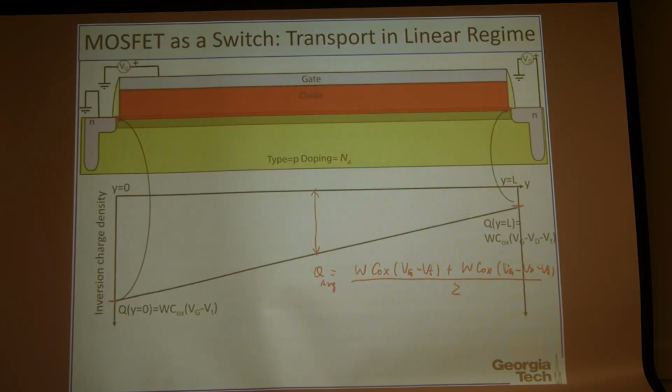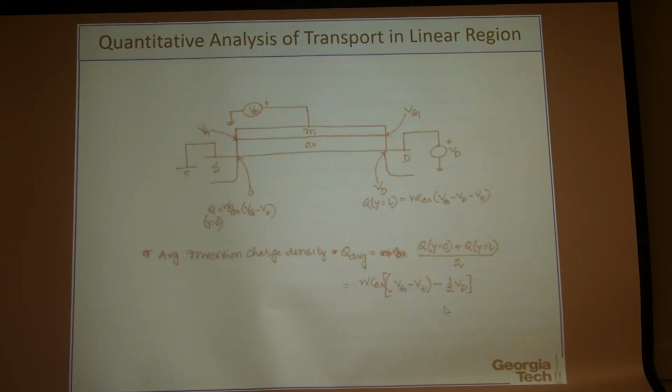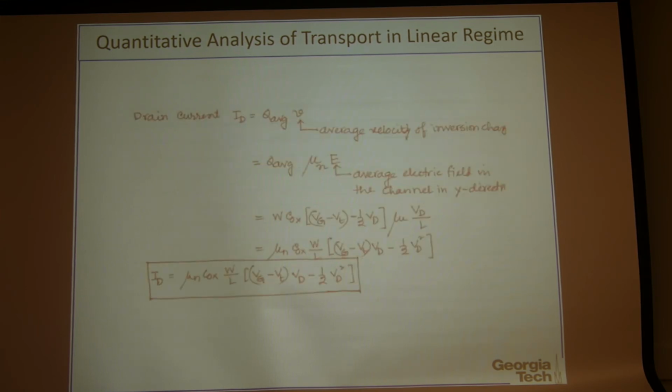The same equation here. From this equation to the next slide, this one is the same equation. So that is the average charge along the channel. Then the next step, we want to get the current, the stream current, and we know what determines the current. How many charges in the channel and how fast they move, right? So this will determine the current.